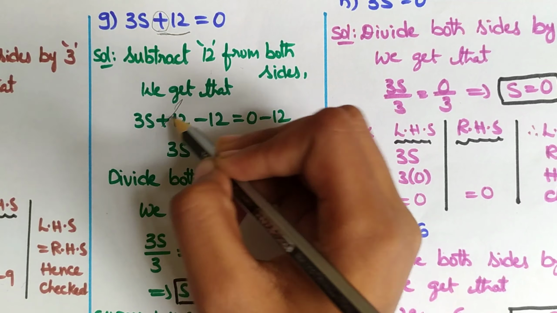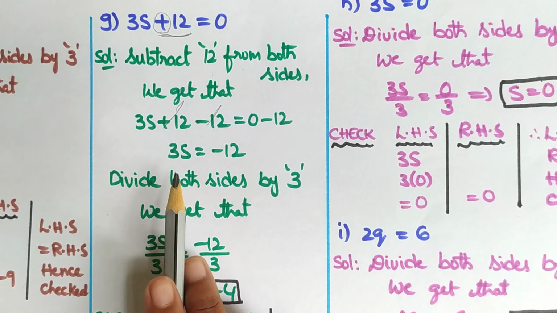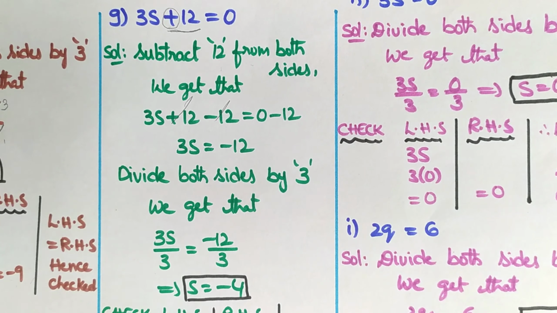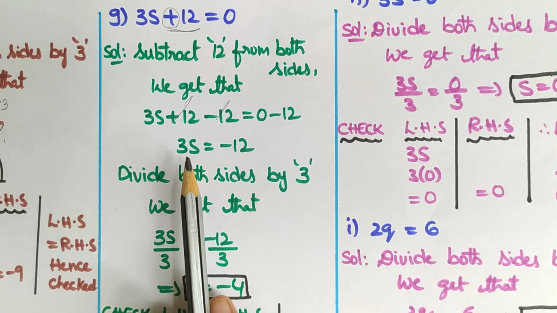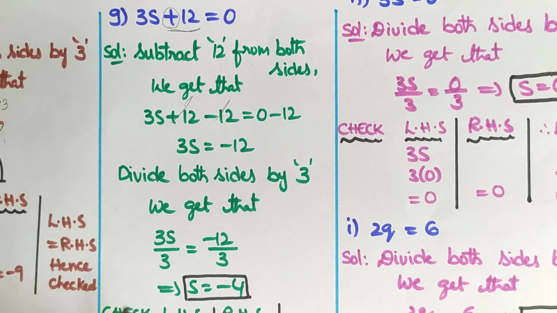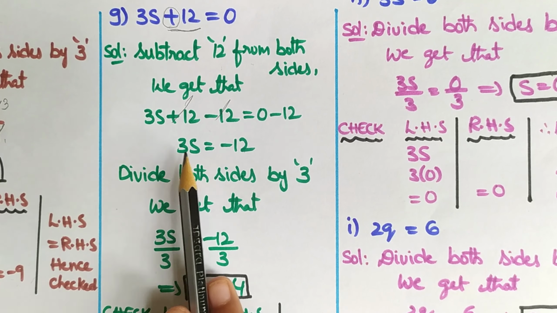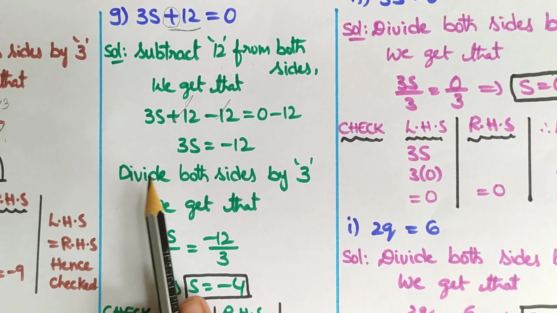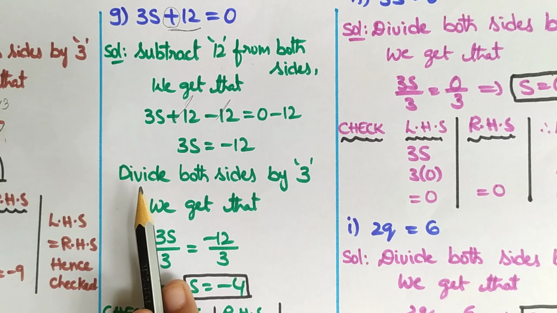3s plus 12 minus 12 get cancelled. So 3s is equal to 0 minus 12, which is minus 12. So it is 3s is equal to minus 12. Now we see here friends, 3s, that means here 3 into s. So we have to do division. Here it is multiplication, so we have to do division.